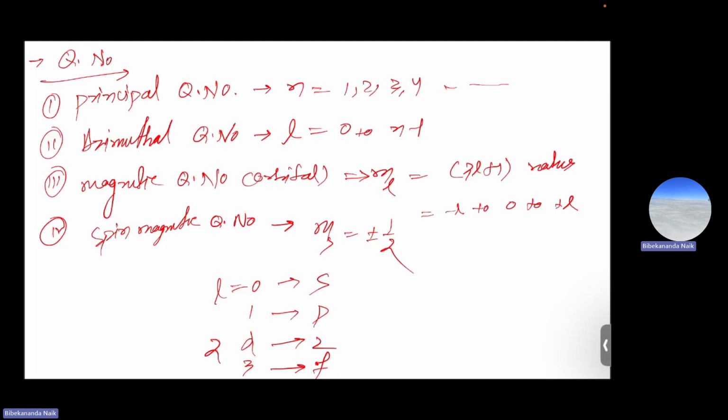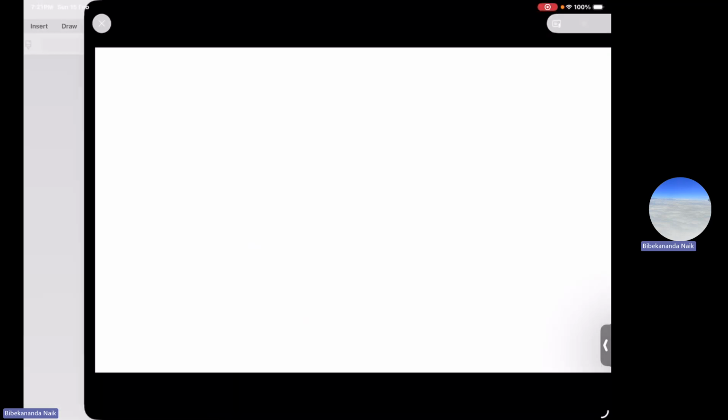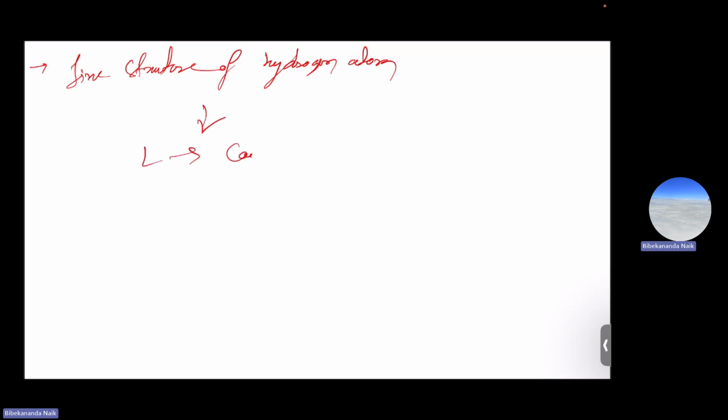Then also a few more. Let me add another slide. A few more concepts are also covered. This introduction of quantum numbers basically led to the fine structure of the hydrogen atom. And the fine structure of the hydrogen atom is due to LS coupling. So the LS coupling concept was also discussed, and the different energy states basically came into the picture.